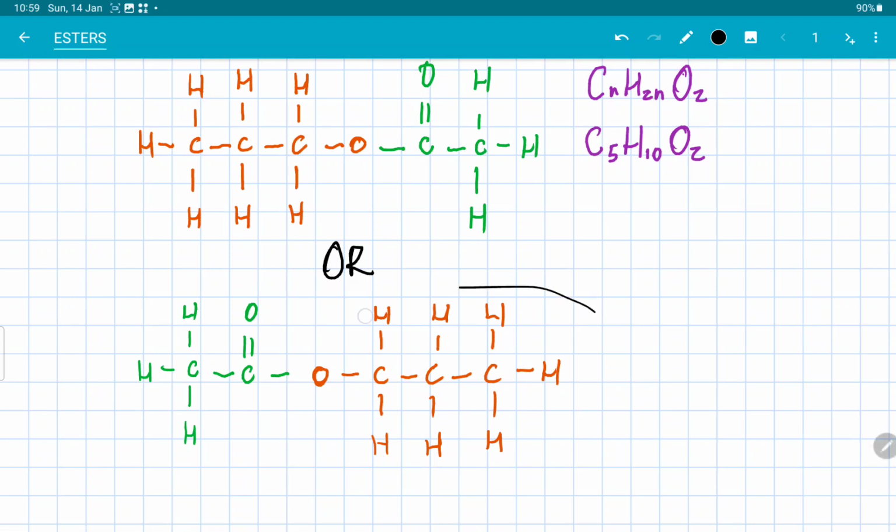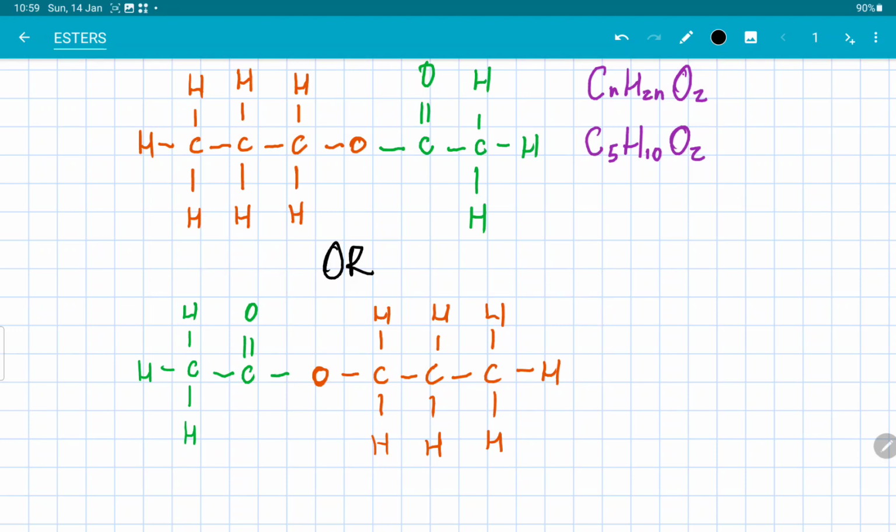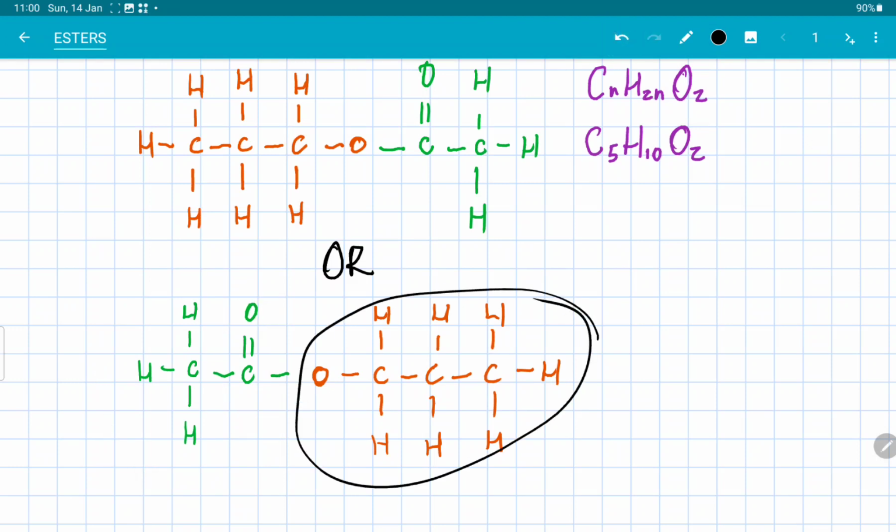Still, I have to read the name. I say propyl, and then what do I say? I say ethanoate. How will you see it? Separate the two oxygens. Then the part with the double bond O is the section that was previously the carboxylic acid. The part that goes with the O is the part that was previously the alcohol. End of the lesson.